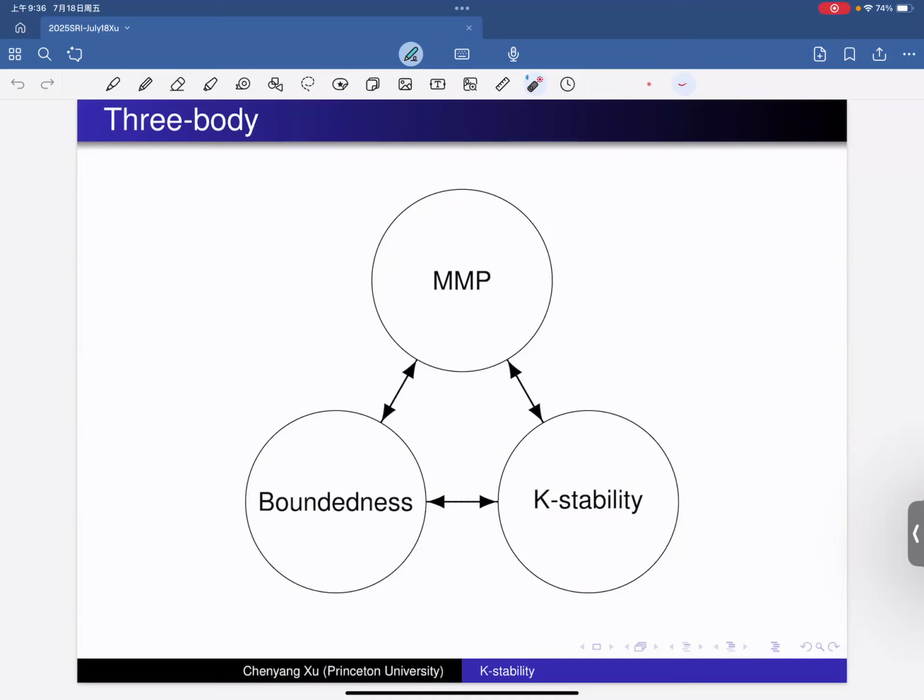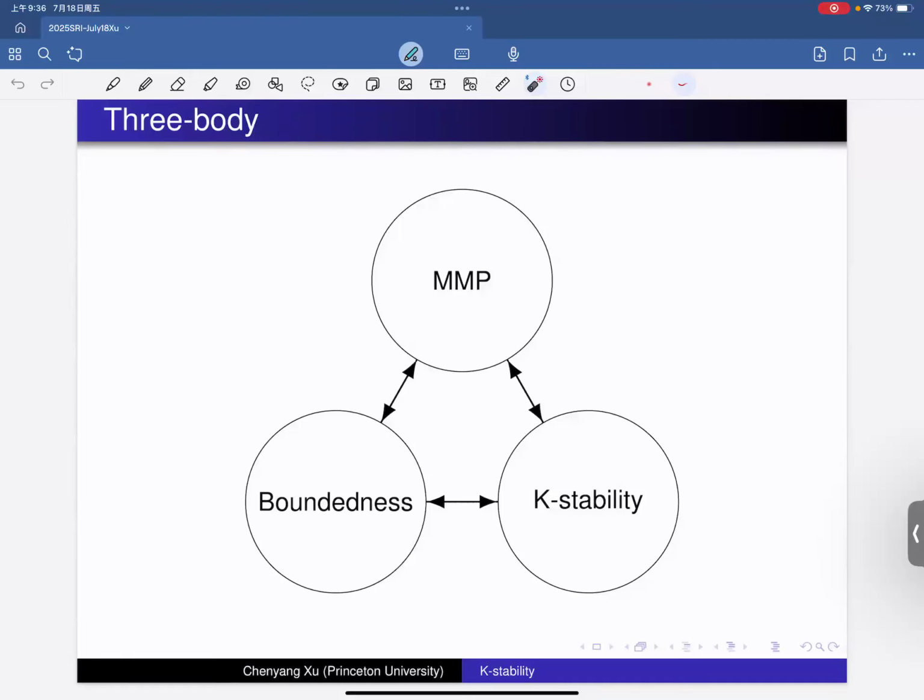And then in the last decade, there was this development of K-stability. And for K-stability, we need both MMP and boundedness. I mean, there was some philosophical idea for people to believe that we can use boundedness to attack MMP, more precisely to attack termination of flips. But somehow this philosophy was really never realized, at least as far as I know.